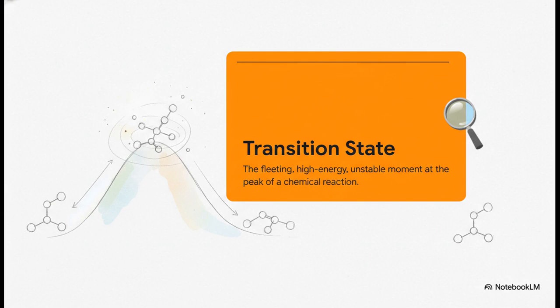And the whole secret, the entire thing, hinges on this one idea, the transition state. Okay, imagine a chemical reaction is like climbing a mountain. The transition state is that split-second, super unstable moment right at the very peak. It's not what you started with, and it's not what you end up with. It's this weird in-between that lasts for less than a flicker. And for our investigation, this is the scene of the crime.